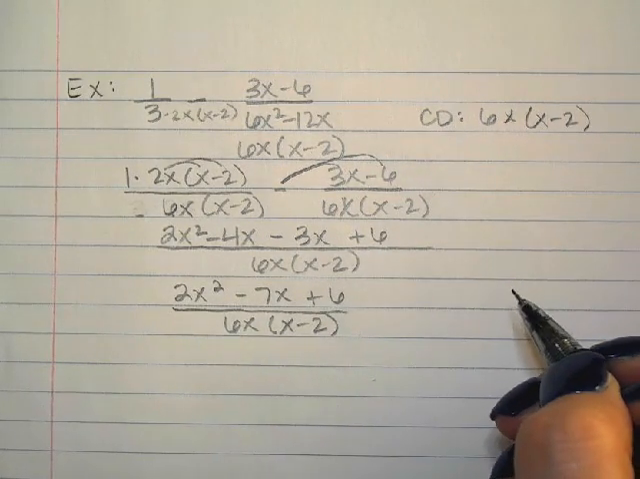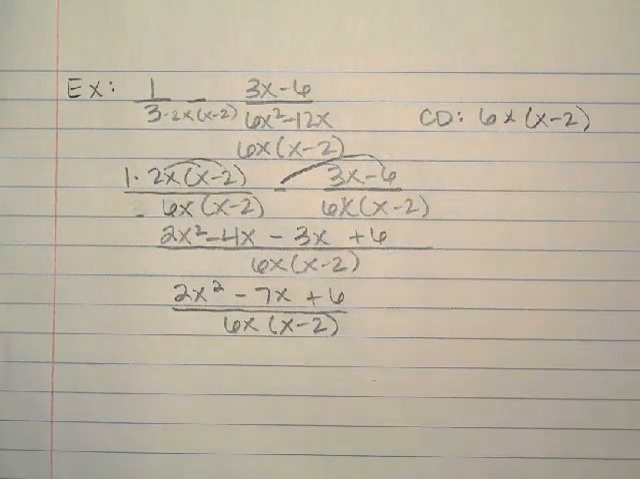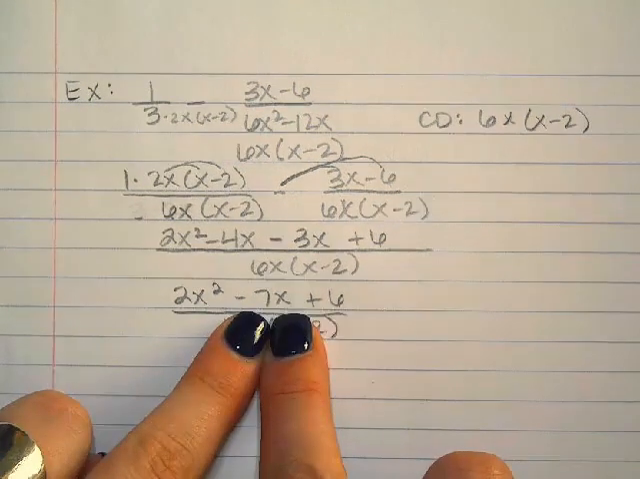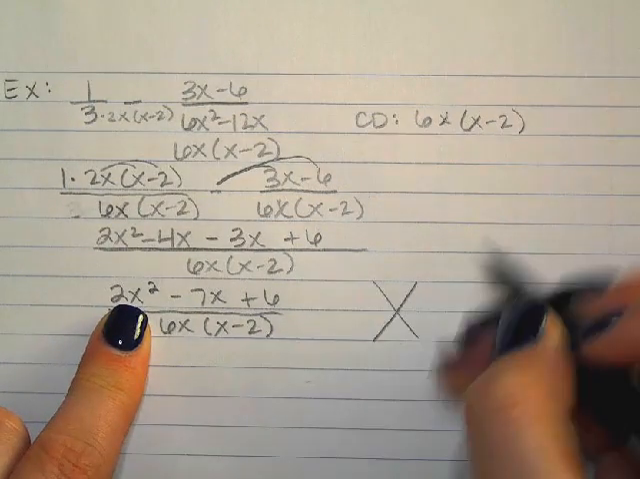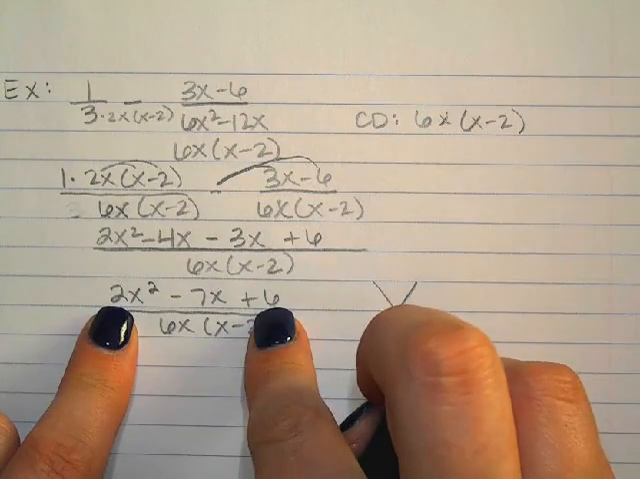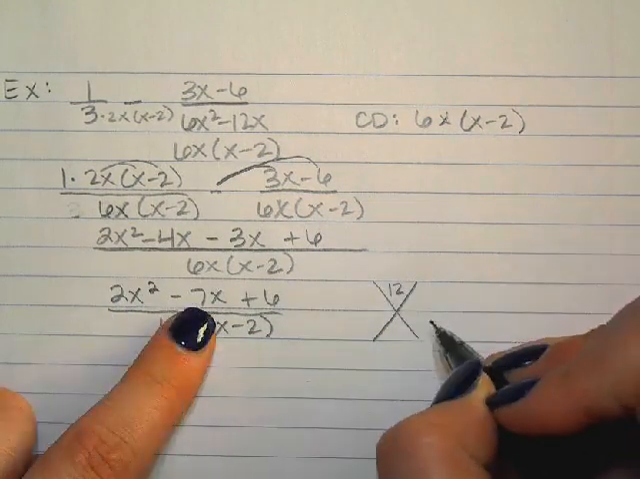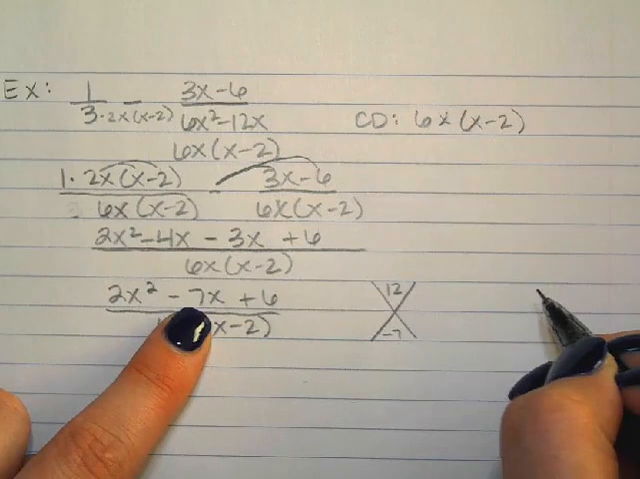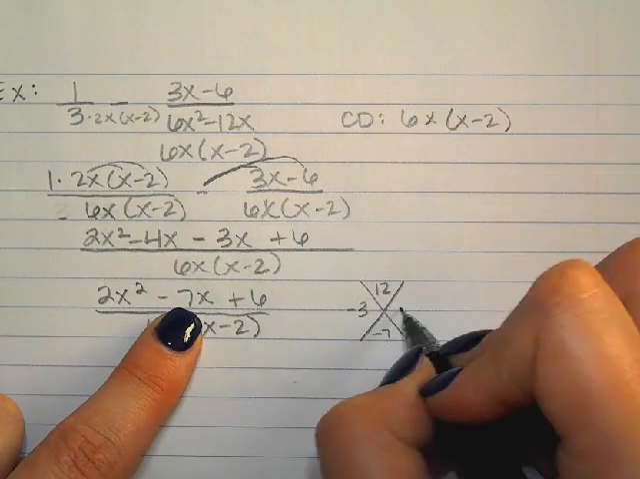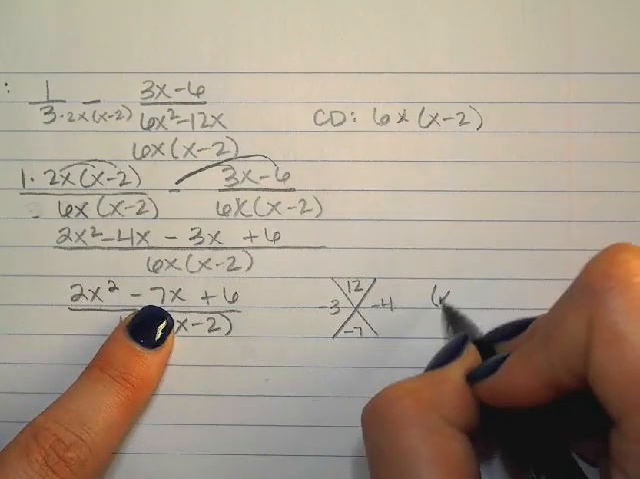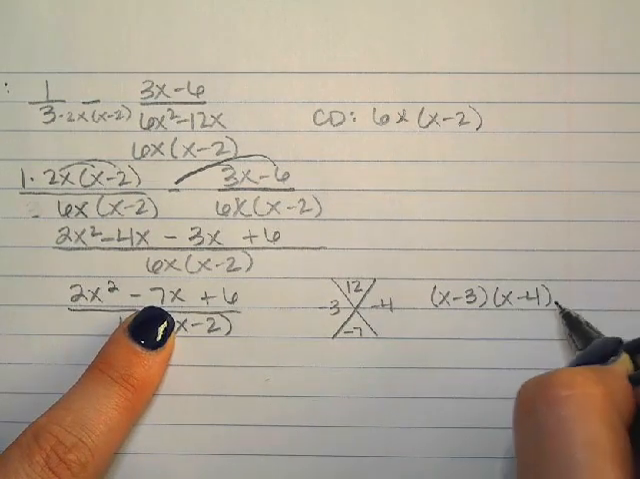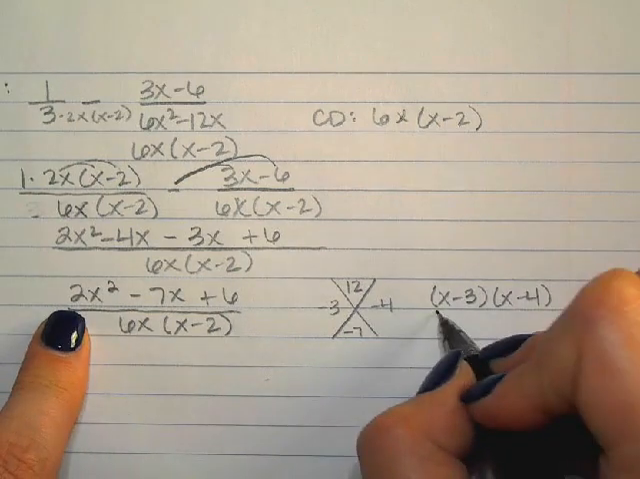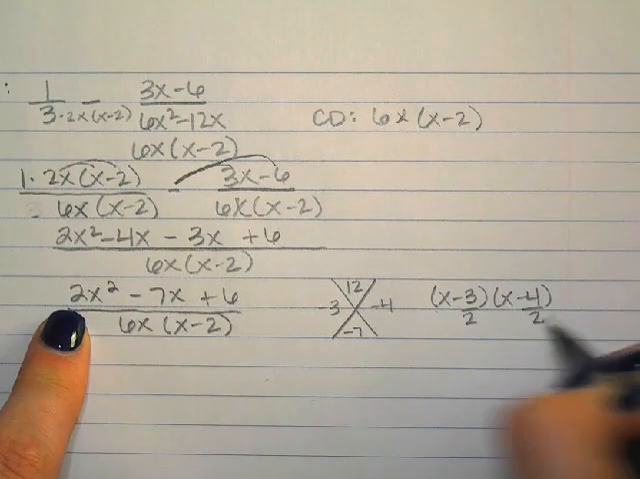And we can't cancel anything until we factor the top and see if there's some factors that would cancel. And the top is actually a slide divide problem. So I find two things that multiply to be 12 that add to be negative 7. And those two numbers would be negative 3 and negative 4. So x minus 3, x minus 4. The number that we slid was a 2, so we're going to say divide by 2, divide by 2.